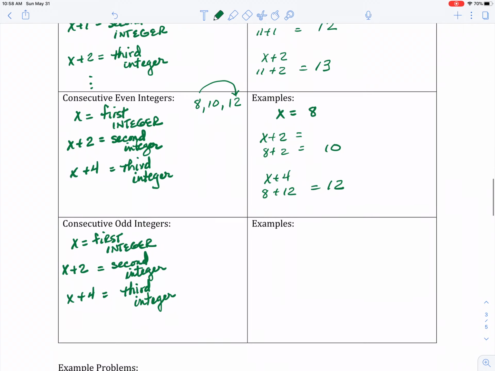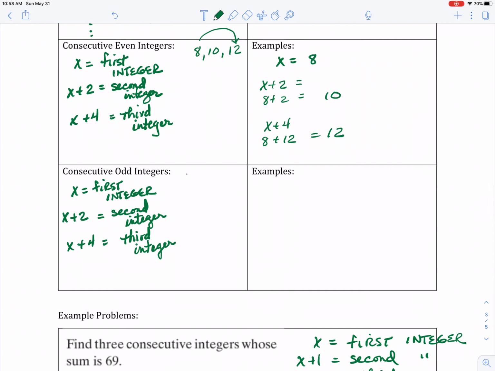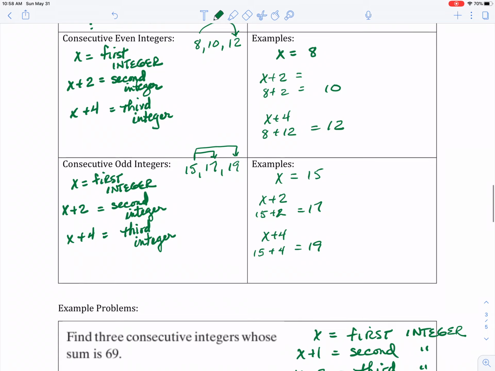And for consecutive odd, you would think it would do something different, but it doesn't. Let's say you have 15, 17, and 19. The first one, 15. The second one is still 2 larger than the first, so x plus 2. And the third one is still 4 larger than the first. So we model those consecutive even and consecutive odd in the same way. If we start here with 15, you can see that 15 increased by 2 would bring us to the 17, which would be the next one. And the 15 increased by 4 would bring us to the third consecutive odd integer.